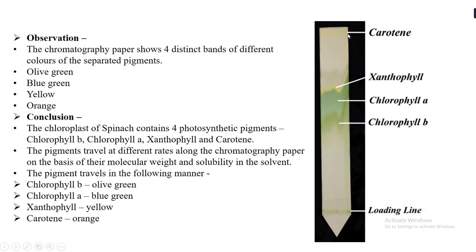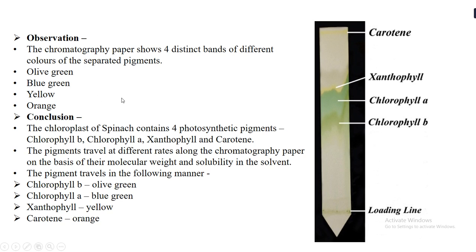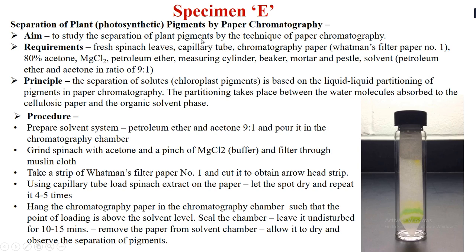So these are the 4 separated photosynthetic pigments that we have extracted from the spinach leaf. In exam, this paper or this chromatography jar with the paper will be kept. You have to observe the bands and just write the observation and conclusion for it. But when you're writing it in the journal, you have to write the complete experiment.